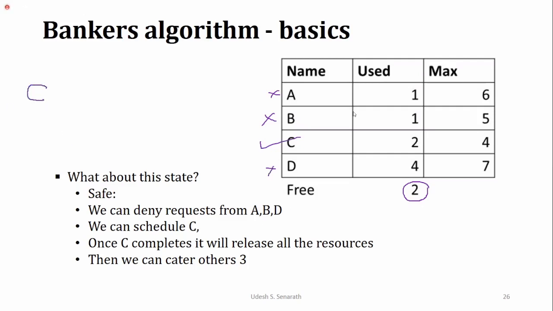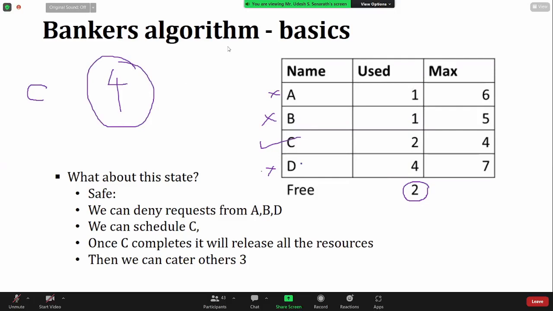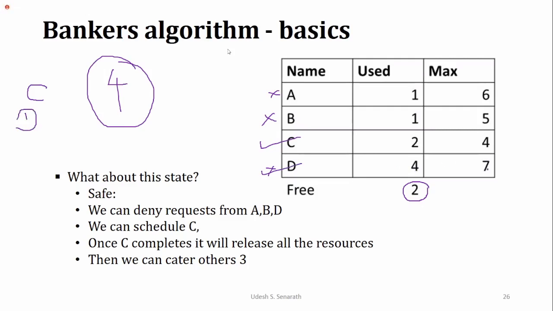Once the C is finished, how many resources will be available? Four resources will be available. Then we can run either B or D. Let's say we run D. Secondly, we run D, and then we have to give only three resources. Then the seven will be there. At the end, we will have eight resources.